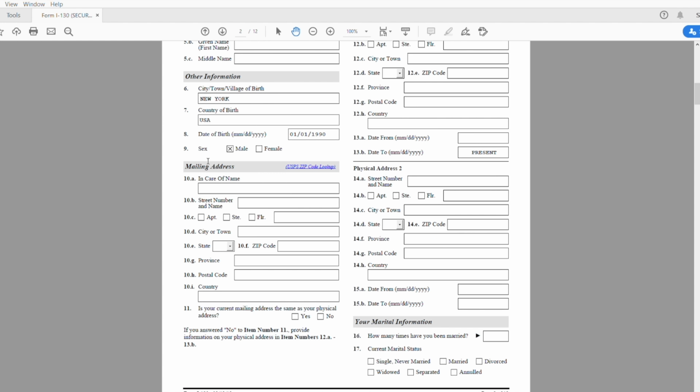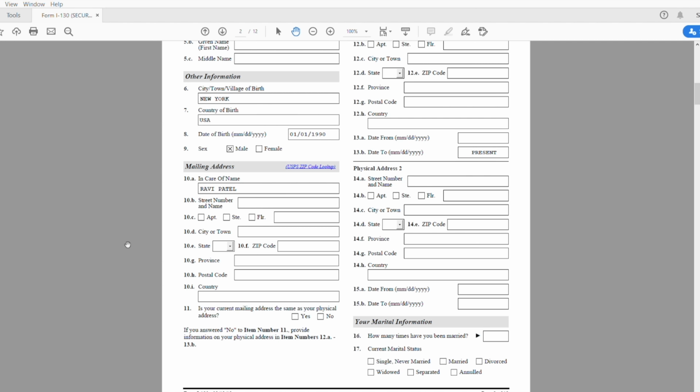Mailing address. This is where you would enter the address that you want all of your documents mailed to. This can be different than your physical address. For example, if you would like all the notices and all of the physical cards mailed to a different address than the physical address, then you would enter that address here. In 10A, in care of, we will enter the name of the petitioner and then the address we want all of the mail being sent to.